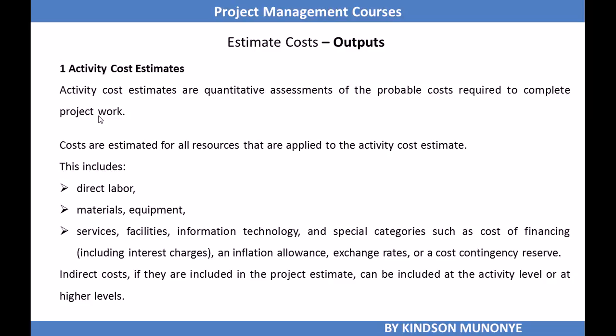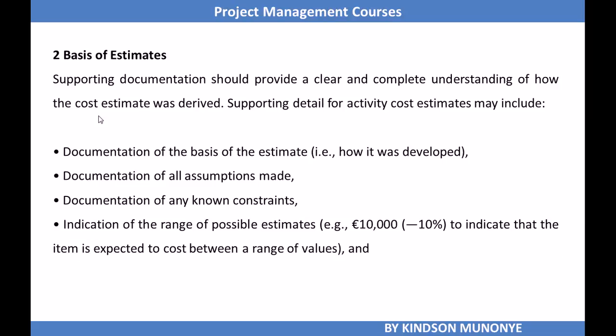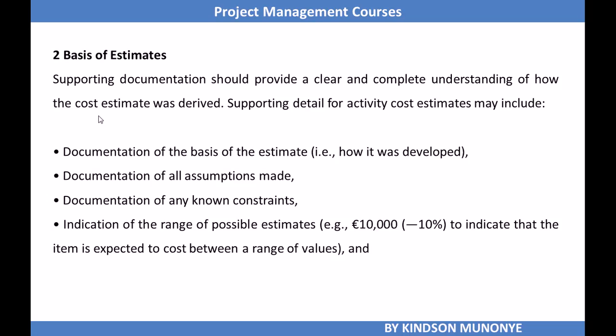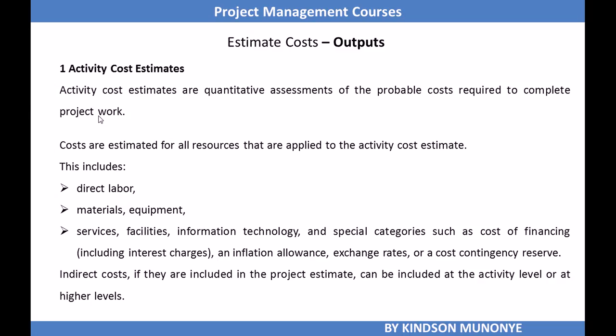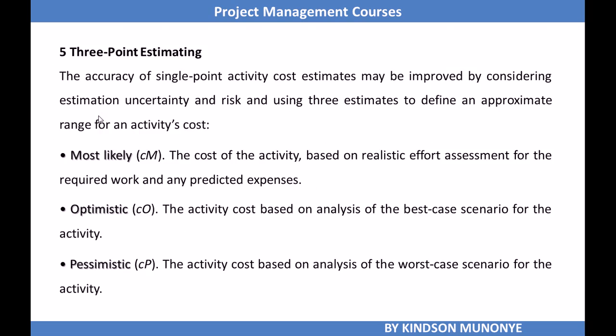So output of estimate cost is activity cost estimates and basis for estimate. Maybe you spend some time to go through this, because this is where we are wrapping it up on estimate costs.